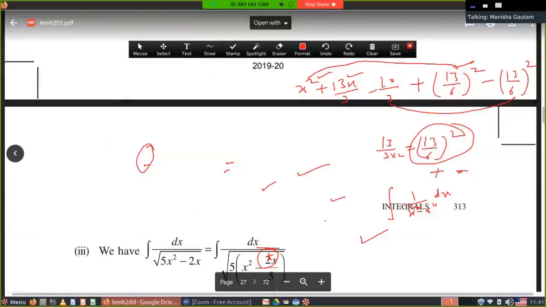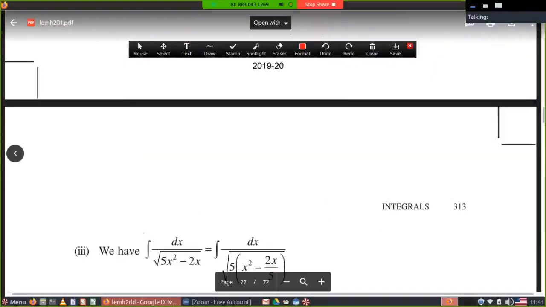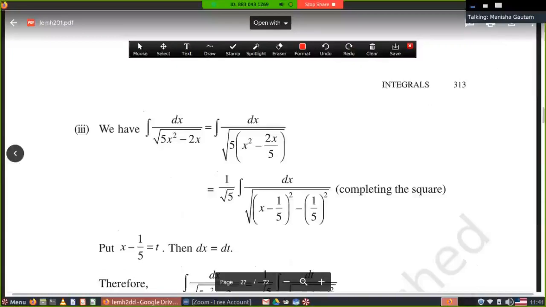The next part is integration of. Now again here you have to make the coefficient of x square 1, but it is in the root sign, so you have to take common inside the root only. Don't take this 5 outside. First you take common, then simplify it, and then take the numeric value outside of the root. First take the common 5, you are getting x square minus 2x upon 5, 1 upon root 5. Now you can take it outside.